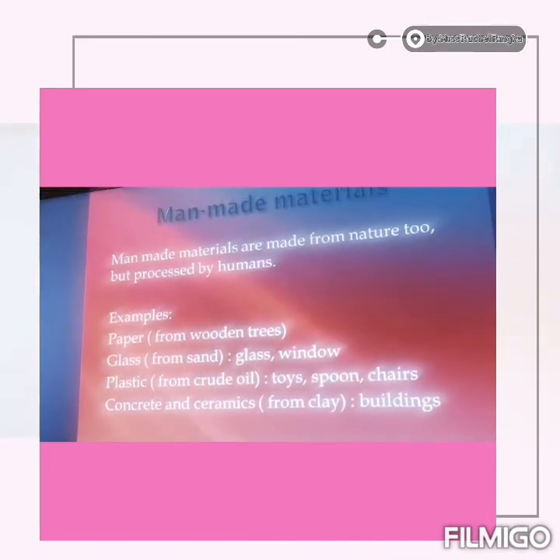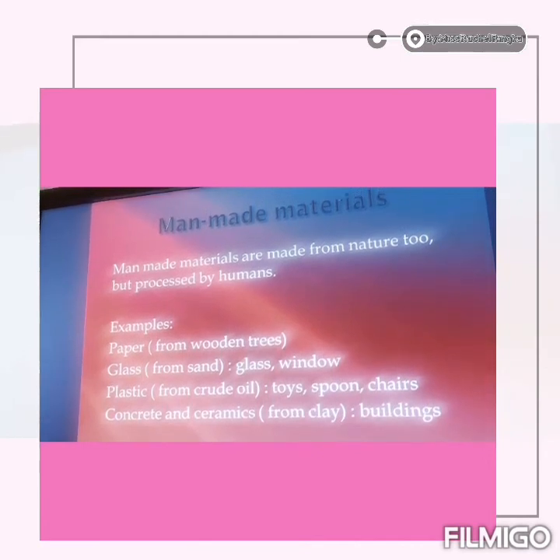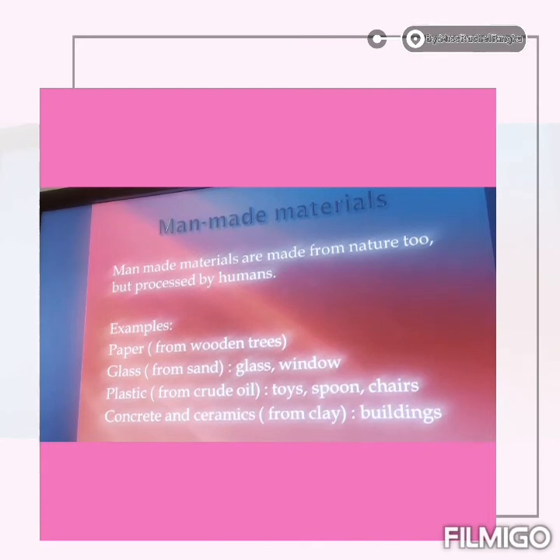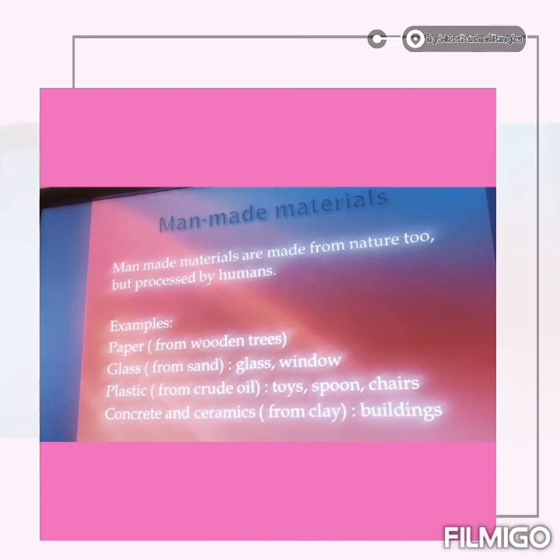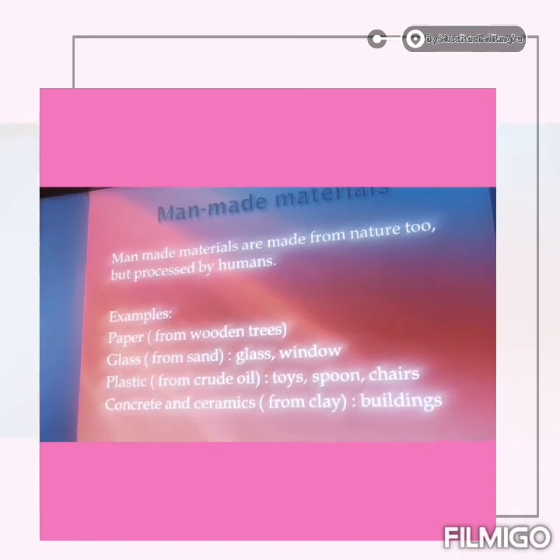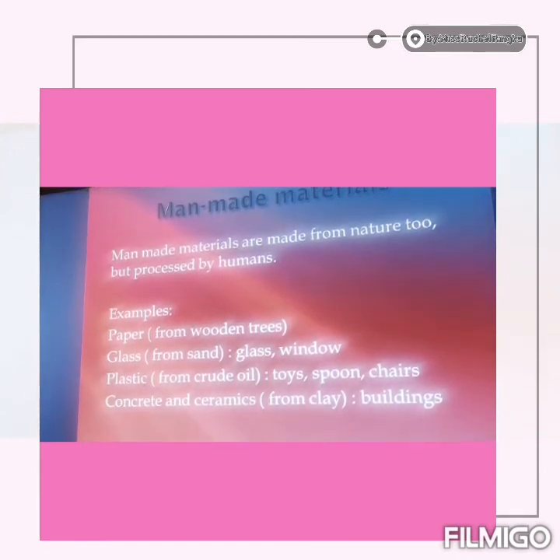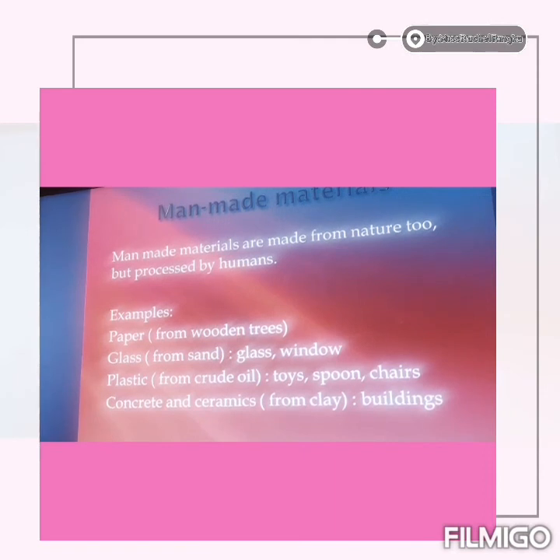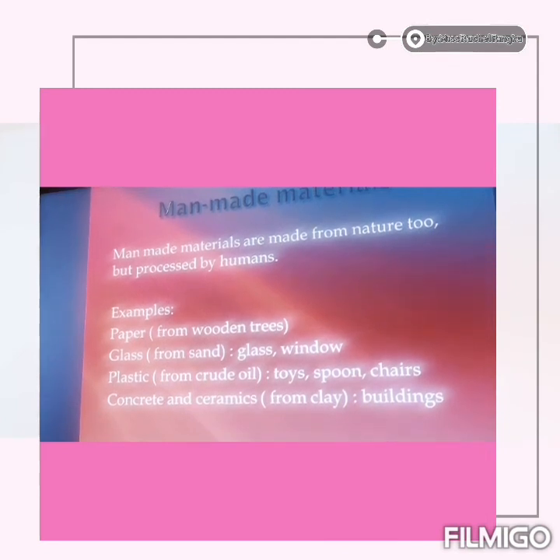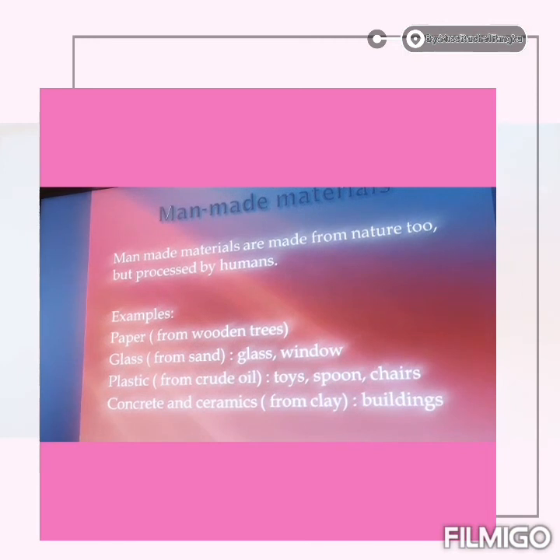Now we are going to study about man-made materials. Man-made materials are made from nature too, but processed by humans. Examples of man-made materials are paper, glass, plastic, concrete, and ceramics. Paper actually comes from wood, but the human beings will process it even more to make paper. Glass. We get glass from sand, which is natural too. But again, glass is made by the process of humans to make glasses and windows.